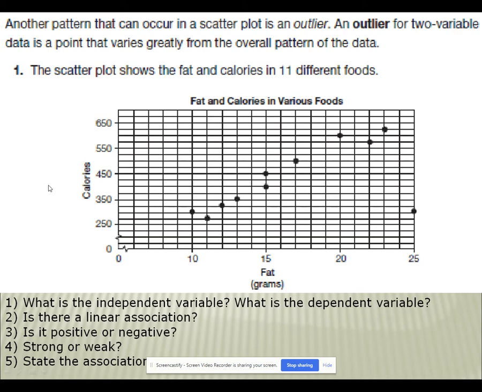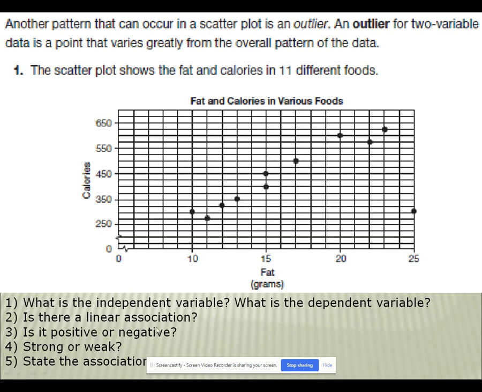All right. Number two, is there a linear association? If you look at the scatter plot, here's your dots. Is there a linear association? That just means, does it look like the dots are going in a pattern? Does it look like they're going up together, or does it look like they're going down together? If they do, then that means there's a linear association. If they're just scattered everywhere, then that means there's not one.